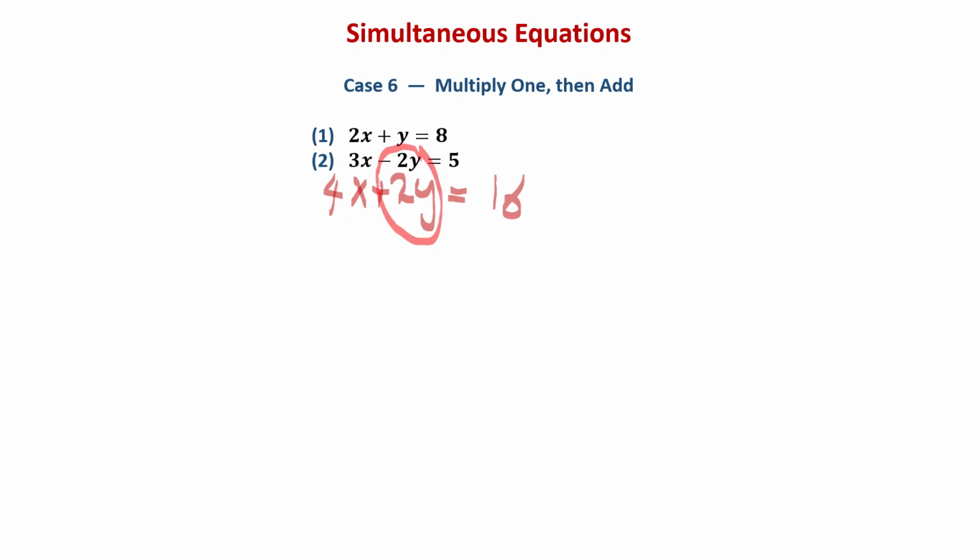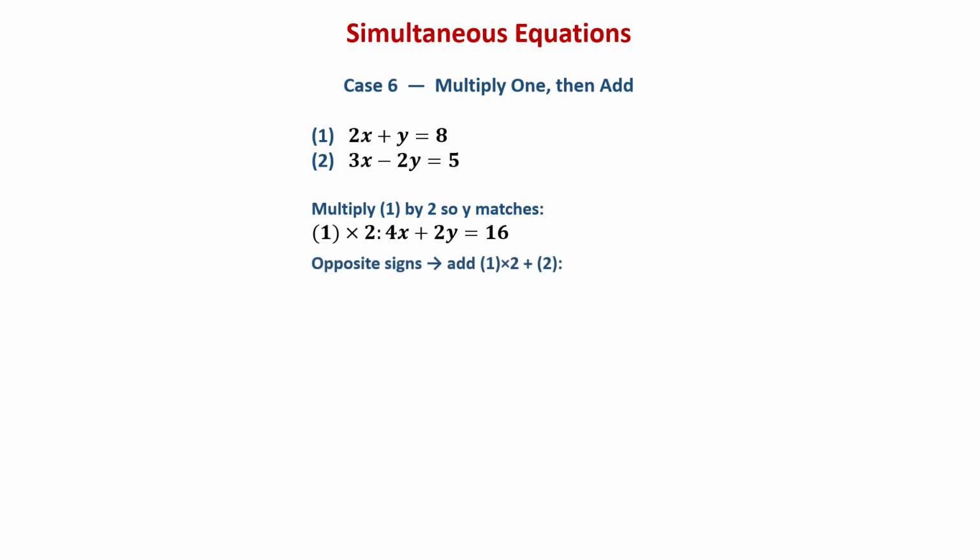Now if you compare, 2y and 2y are equal, so we can add, because it's different signs. This is minus 2y and this is plus 2y. So let's do that. We multiply the first one by 2, it's going to be 4x plus 2y equals 16. And then we add, so you will have 4x plus 3x, which is 7x, and the y is cancelled. And then you'll have 16 plus 5, which is 21. So you have 7x equals 21. Divide by 7, x equals 3. Substitute to get y equals 2.